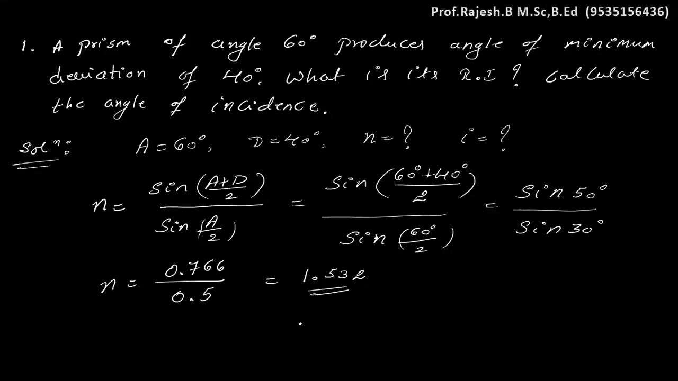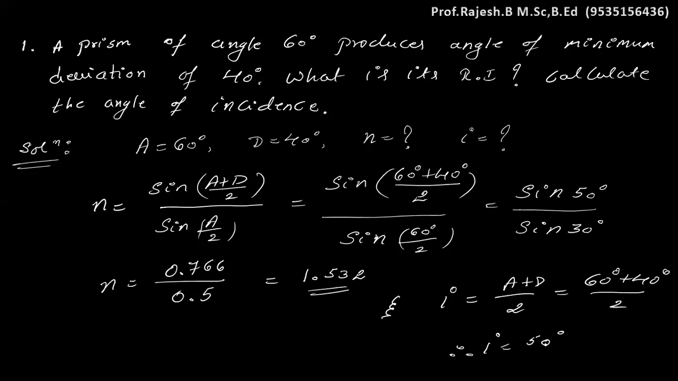And also we should find the angle of incidence, right? And for the angle of incidence, observe here, in this formula sine i by sine r, when you compare, the angle of incidence part is (A plus D) by 2. So (A plus D) by 2, 60 plus 40 divided by 2. Therefore, the angle of incidence is 50 degree.